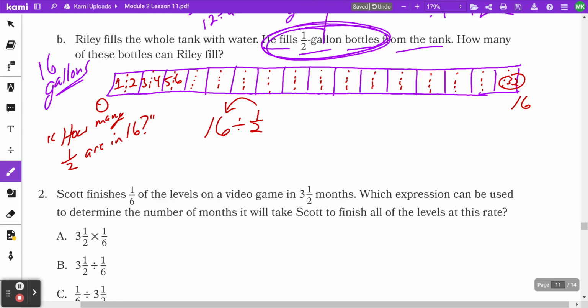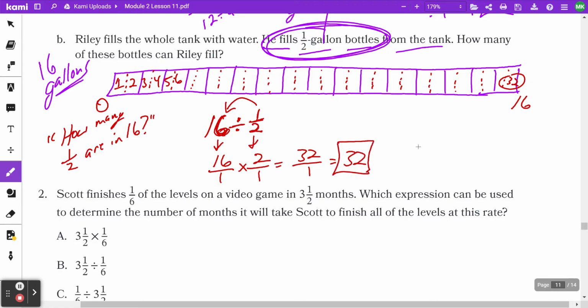How many halves are in 16? If I take 16 and I split it into halves, how many halves can I make? So you can do a little keep change flip if you want. 16 over 1 times 2 over 1, 32 over 1 equals 32. There you go. So two ways to deal with that problem.